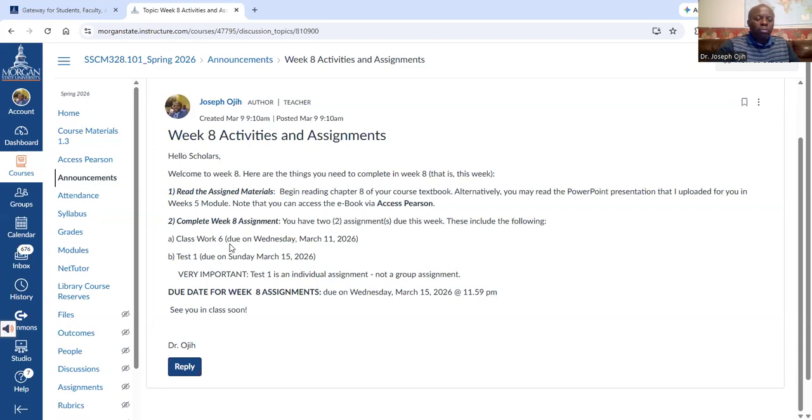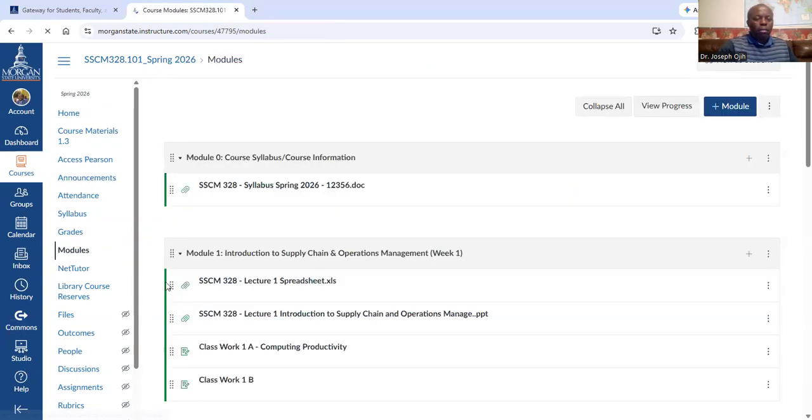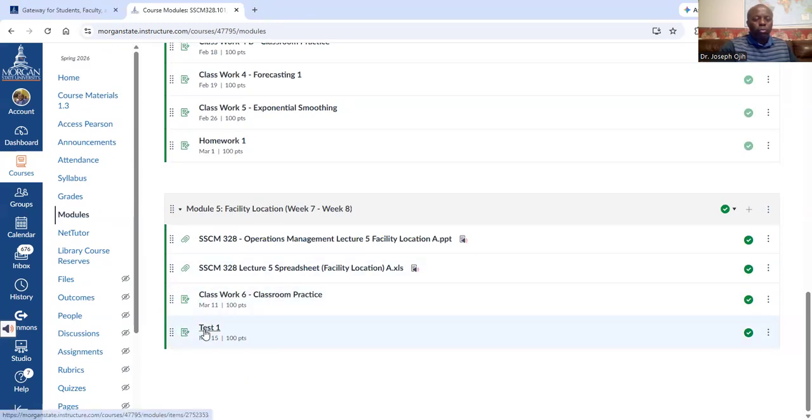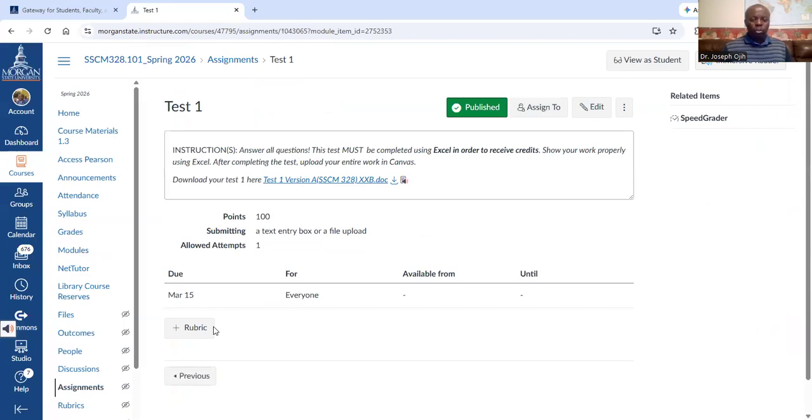Now for the assignment, you are going to do classwork 6 and test 1. Test 1 is due on March 15th. That is on Sunday. Now I will show you where you can find it. You go to the modules, you click on the modules on the left navigation menu, and then you scroll down. You see where you have test 1. You download it. Let me open it so you can see the instructions. It's a Word document, but your answers, you do your work using Excel, and then upload it when you finish.